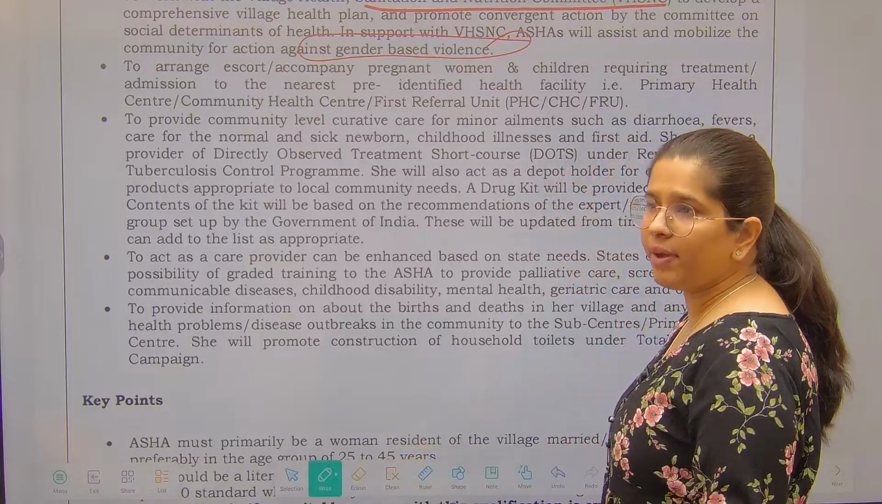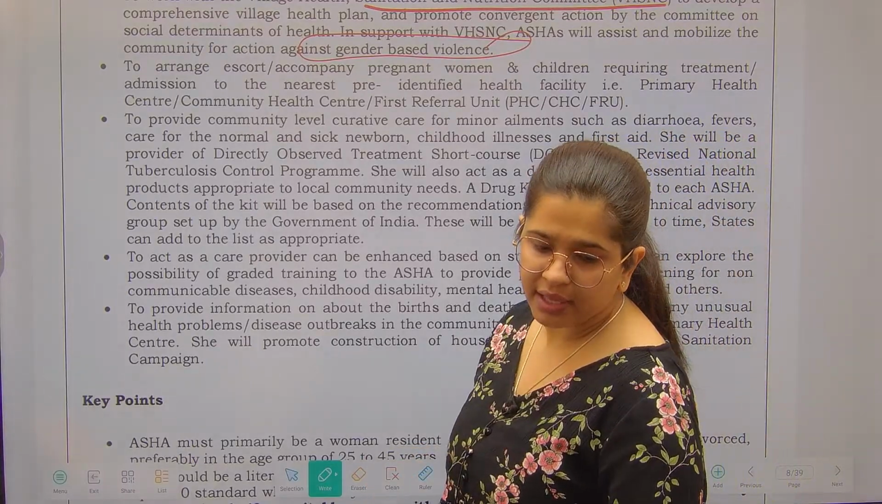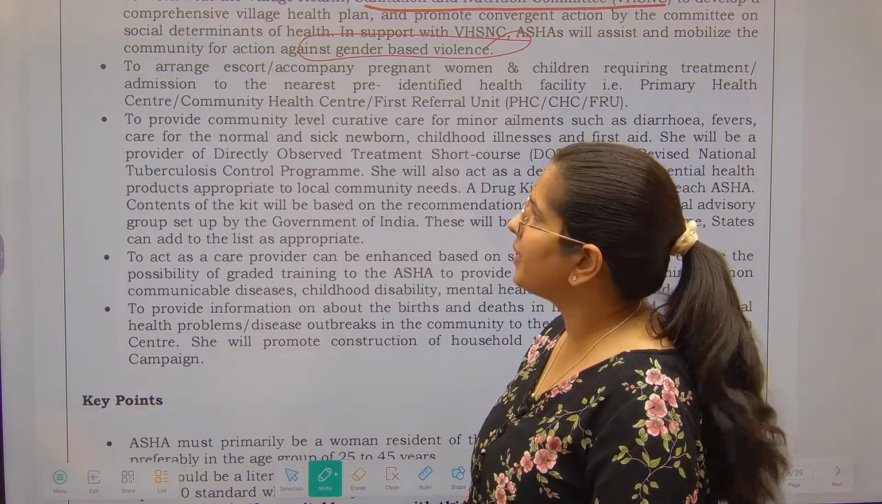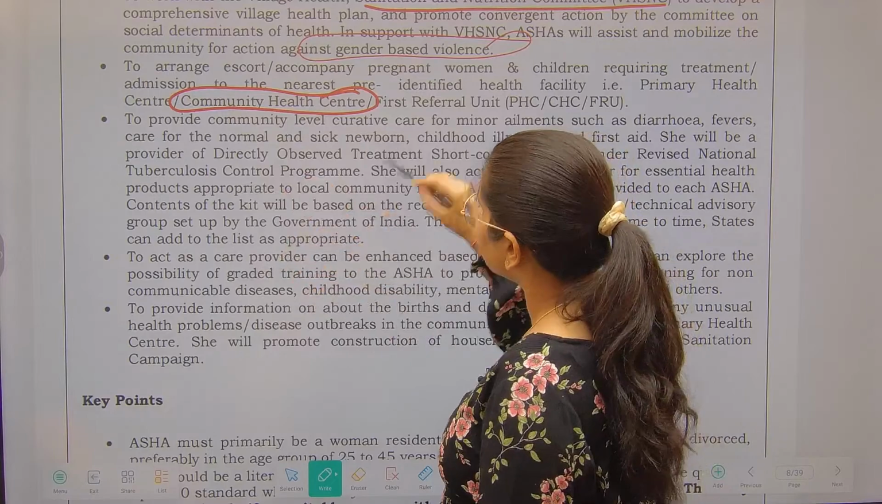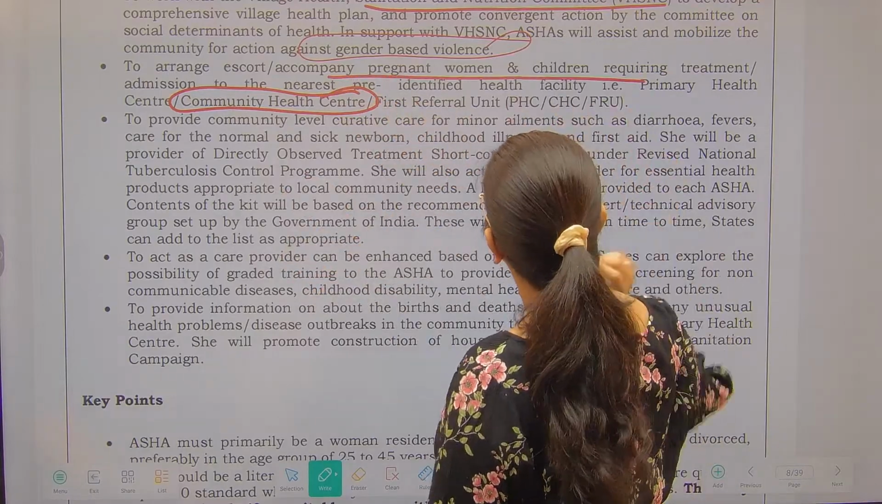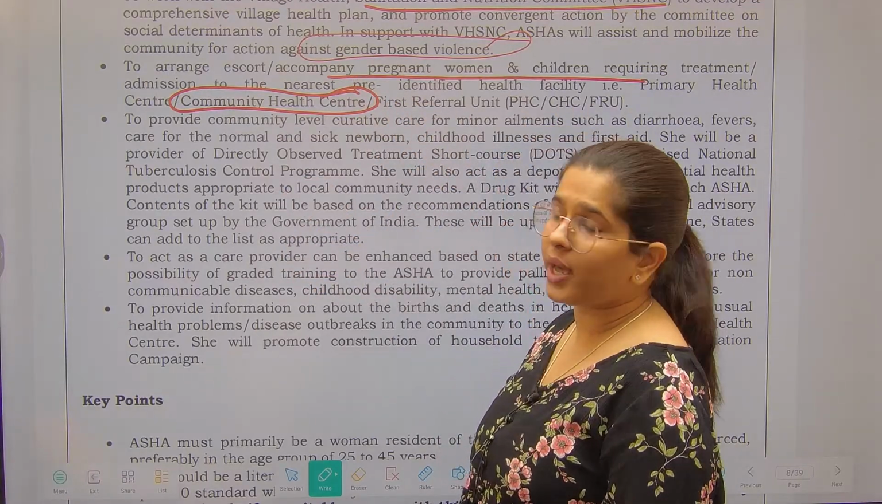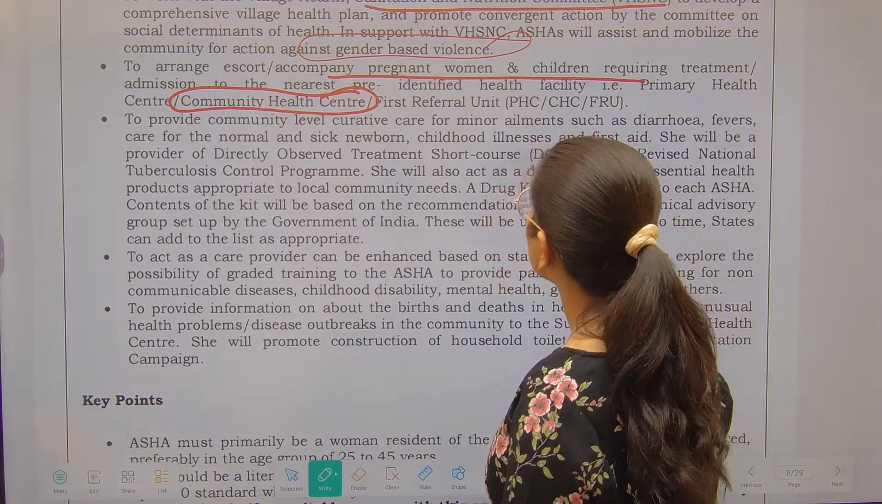If any kind of emergency comes out and the ASHA activist is known of that, then they also accompany to community health centers. They escort or take pregnant women or the children who are requiring the urgent actions and all of these.